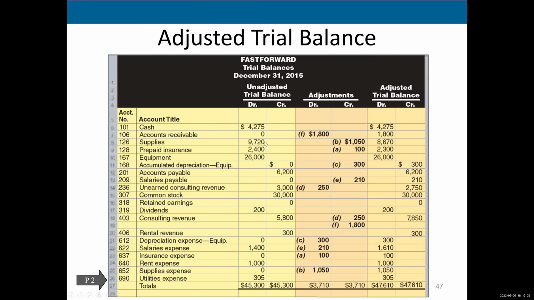For instance, in the unadjusted trial balance, we had 9,720, but we know that we used 1,050 of the supplies. So we credit the supplies, and our ending supplies balance is 8,670. The numbers in the adjusted trial balance are the ones that we are going to use for our financial statements.